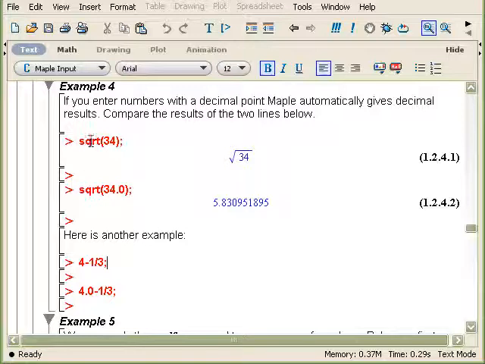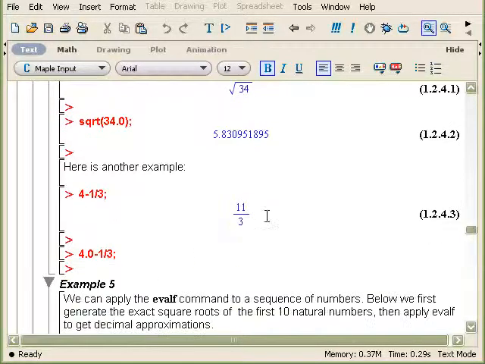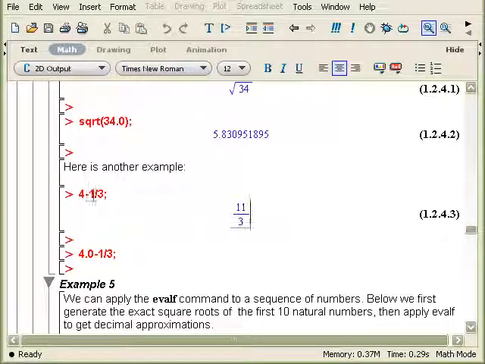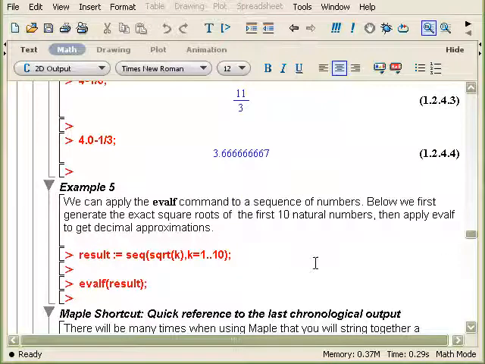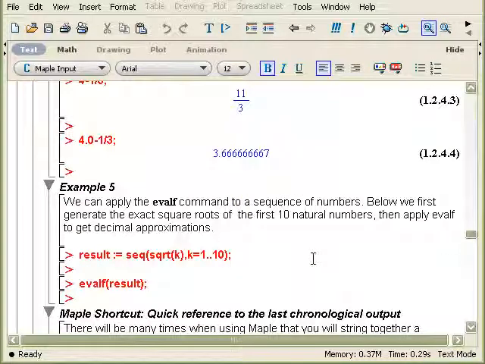How about without using square root? So there is no apparent round number. 4 minus 1/3 is 11/3, but how can you change that into decimal? Use evalf for that, or change 4 to 4.0, then you're going to get decimal notation.